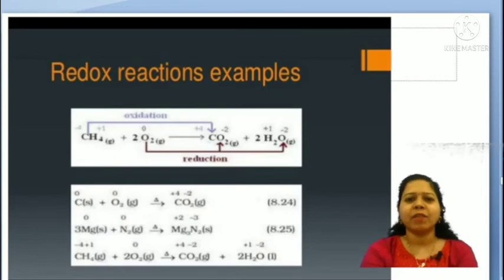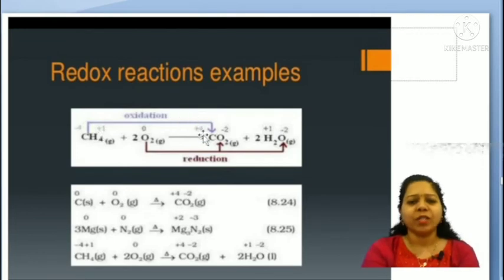With the help of a reaction, we will try to understand what is meant by a redox reaction. When oxidation and reduction take place in one chemical reaction, we say that it is an example of a redox reaction. See, when methane reacts with oxygen, it gives CO2 and H2O, that we know. But when CH4 reacts, what happens?